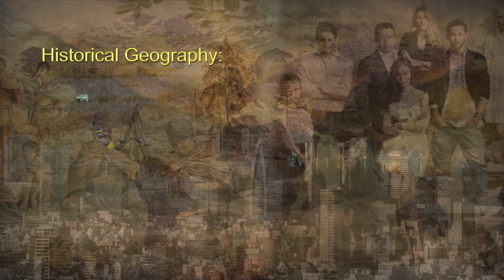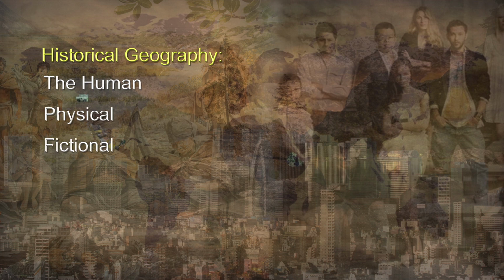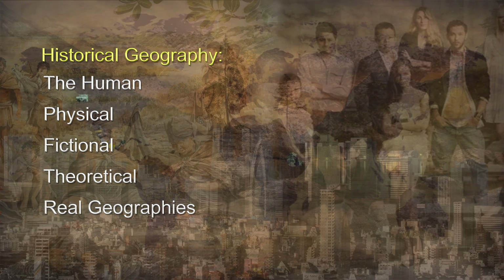Coming to historical geography, the human, physical, fictional, theoretical and real geographies of past times are studied in historical geography. Each and every region on the earth has undergone historical experiences before reaching its status in the present day. Even geographical landscapes have undergone various changes that need to be understood over time.